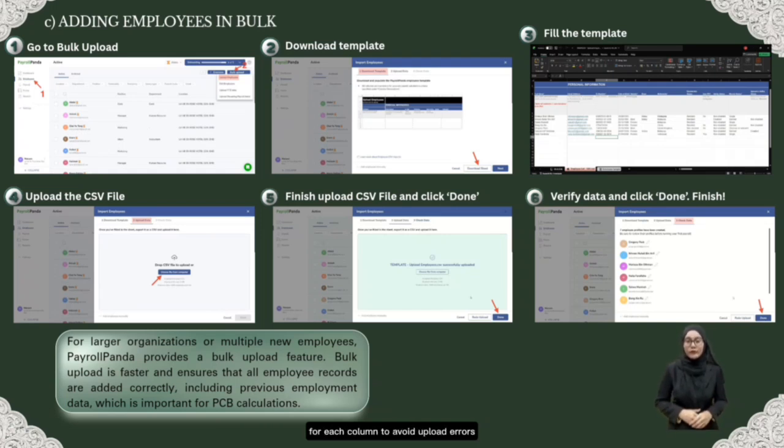Employers must follow the required format for each column to avoid upload errors. Next, save the file as a CSV file and upload it into Payroll Panda. After uploading, the system allows employers to review the data before confirming. Therefore, bulk upload helps save time and ensures consistent employee data, especially for large organizations.